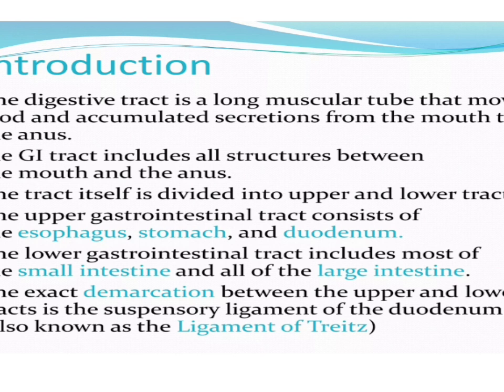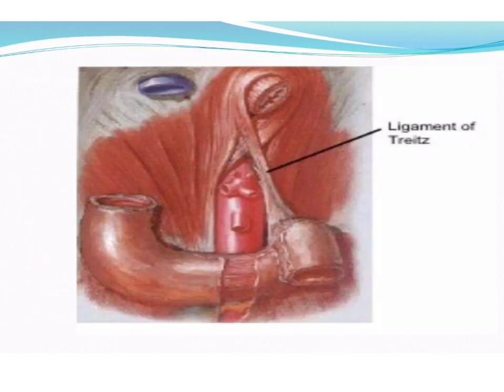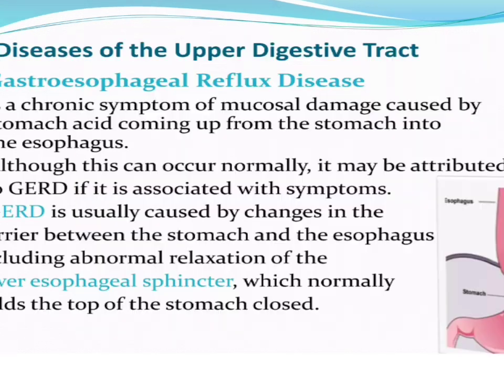The tract itself is divided into upper and lower tract. The upper gastrointestinal tract consists of the esophagus, stomach, and duodenum. The lower gastrointestinal tract includes most of the small intestine and all of the large intestine. The exact demarcation between the upper and the lower tract is the suspensory ligament of the duodenum, also known as the ligament of Treitz.